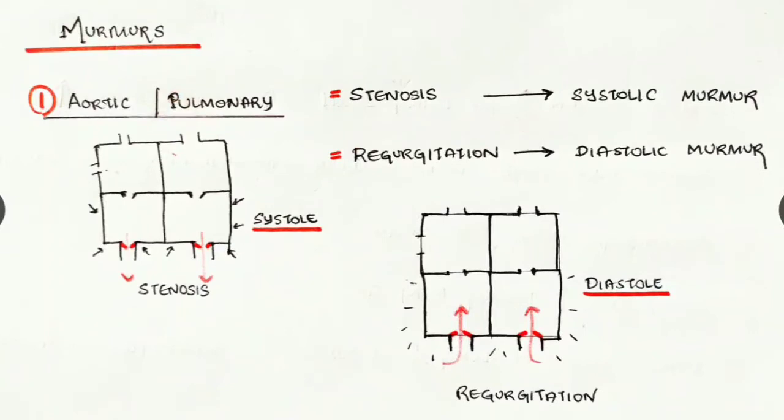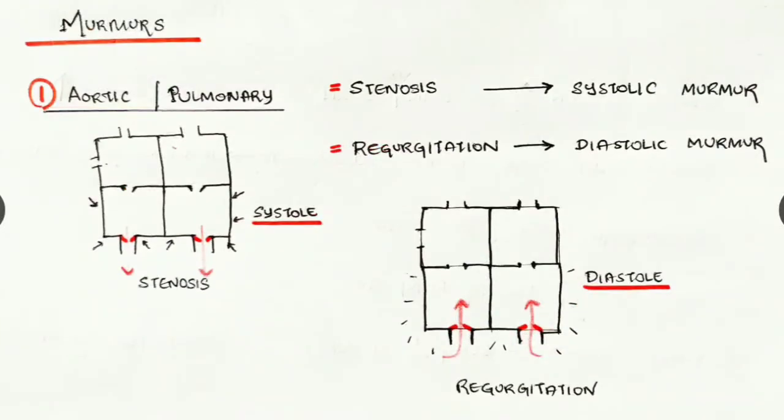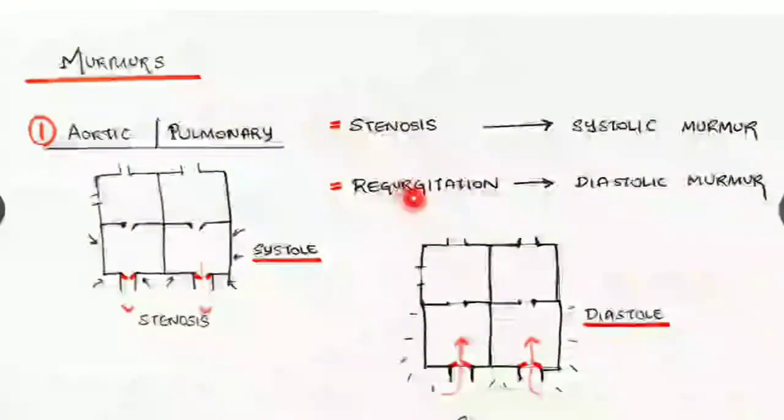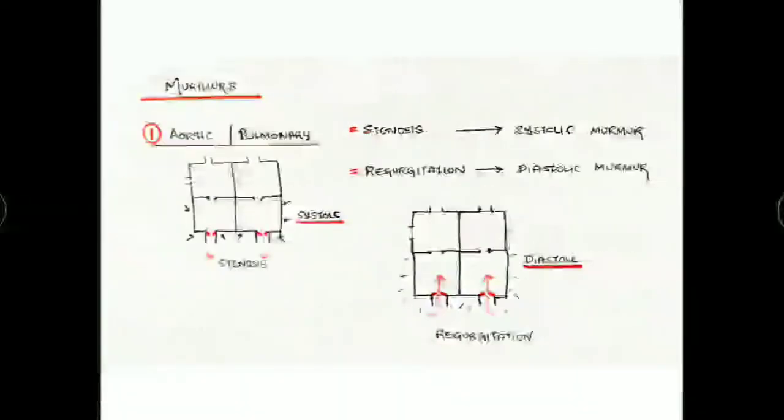Just opposite to this is the regurgitation. We have seen that during systole, if there is regurgitation, it is not at all evident. But during diastole, if there is regurgitation, then there is backflow of the blood into the ventricles, and that causes the murmur. So if there is regurgitation, then it is seen only in the diastole. So in aortic and the pulmonary regurgitation, we can hear the diastolic murmur. That is, the regurgitation is seen only in the diastole.